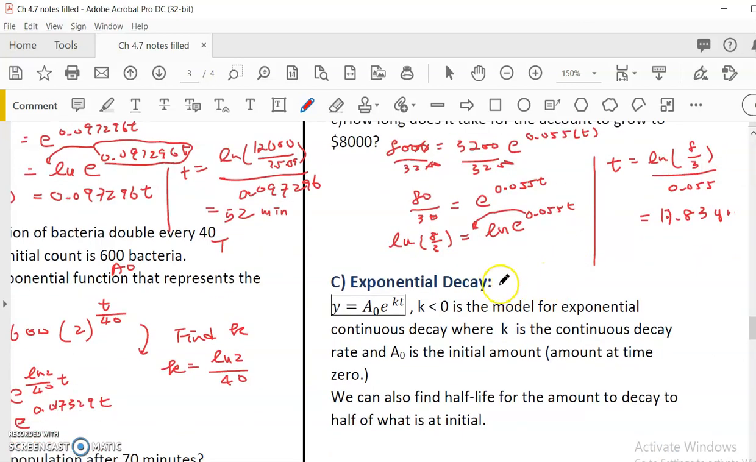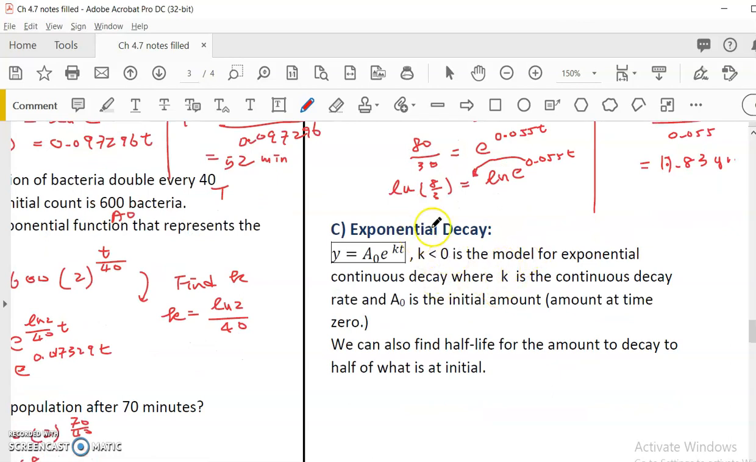Okay, so the third model that we are looking at is exponential decay. Now, exponential decay, the function formula is no different from exponential growth. It's still A0 e to the kt, but k is negative. If k is negative, it would be a continuous decay model, and A0 is the initial value.